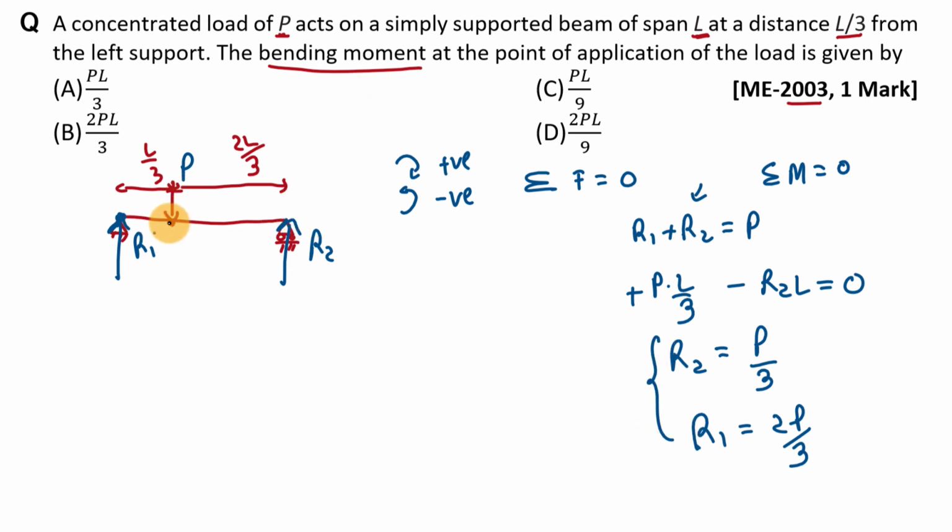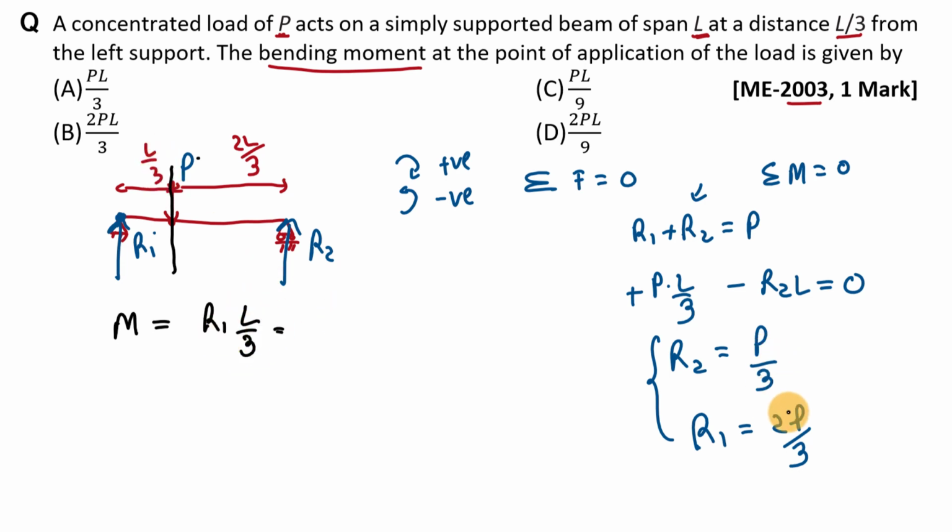Now we know that if we want to find out bending moment at any section, then first of all we take section at that point, and we take summation of all the moments acting on this beam either side of this section. Now let's say here we take summation of all the moments acting on the left side of this section. So on the left side there is only one reaction, R1. So moment at this point will be R1 into this perpendicular distance, that is L by 3.